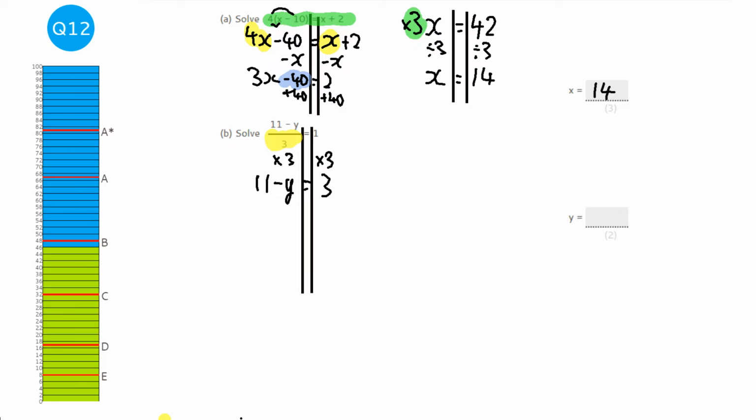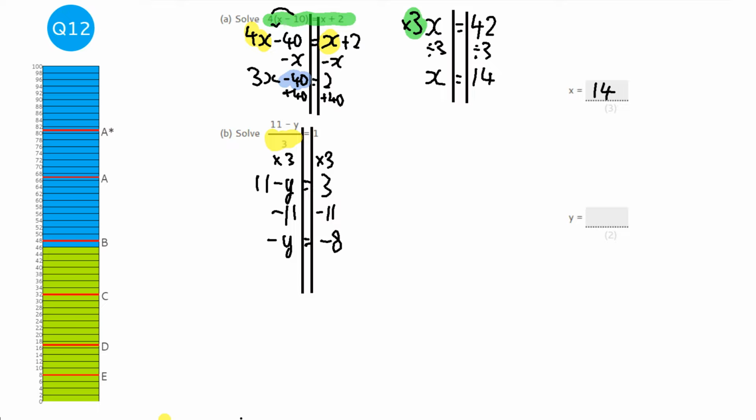Now we've got a tricky one here. We've got a negative y. So I'm going to deal with the 11 first. I'm going to take away 11 from both sides, and that leaves me with minus y equals 3 take away 11, which is going to be negative 8.